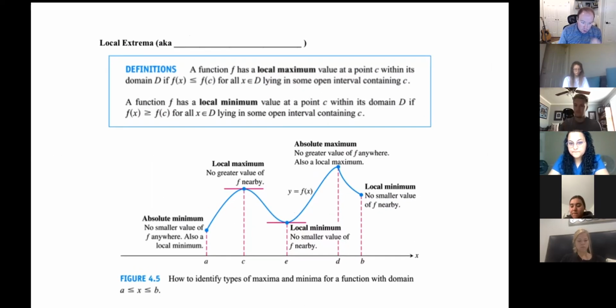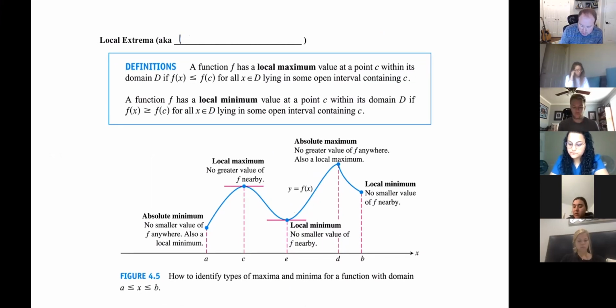So a local extrema, also sometimes referred to as relative extrema. So your aunts and uncles, relatives, not relevant at all. Just give them time to write.